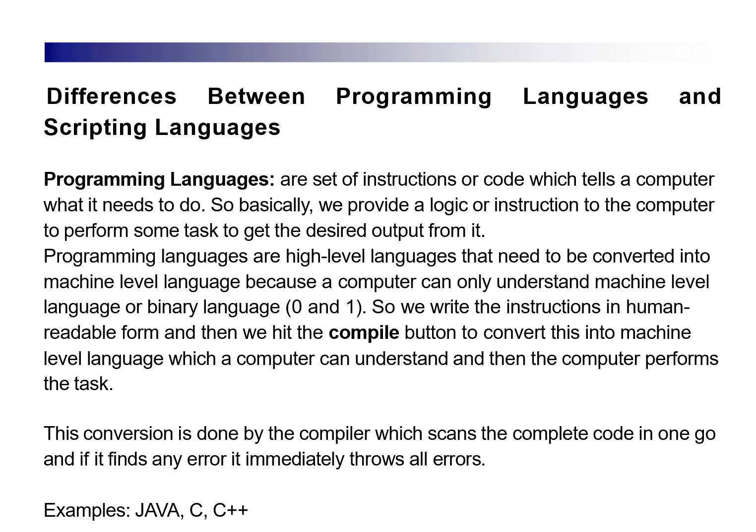So, we write the instruction in human-readable form and then we hit the compile button to convert this into machine-level language which a computer can understand, and then the computer performs the task. This conversion is done by the compiler, which scans the complete code in one go, and if it finds any error, it immediately throws all errors.